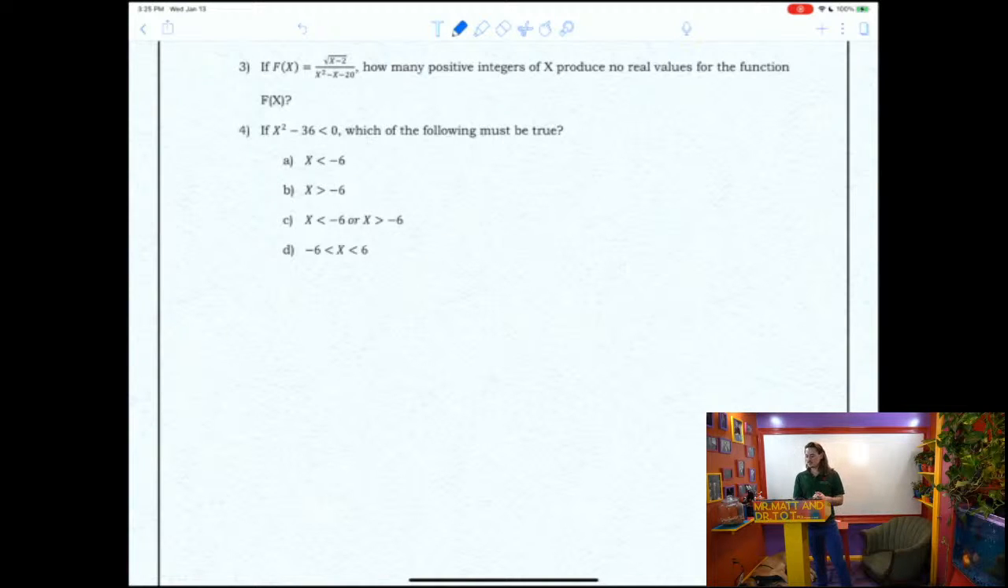Question number 3 says, if f of x is equal to the square root of x minus 2, divided by x squared minus x minus 20, how many positive integers of x produce no real values for the function f of x? Question number 4 asks, if x squared minus 36 is less than 0, which of the following must be true? X is less than negative 6, x is greater than negative 6, x is less than negative 6 or x is greater than negative 6, and finally, negative 6 is less than x, which is less than positive 6. I'll give you 6 minutes. After 2 minutes, I'll start to solve.